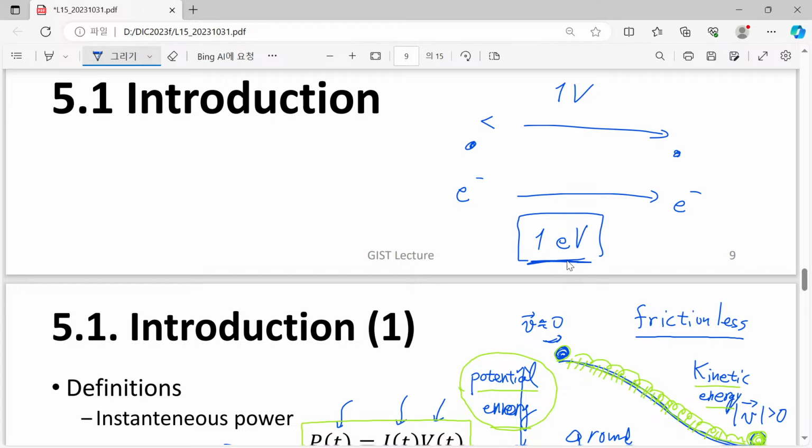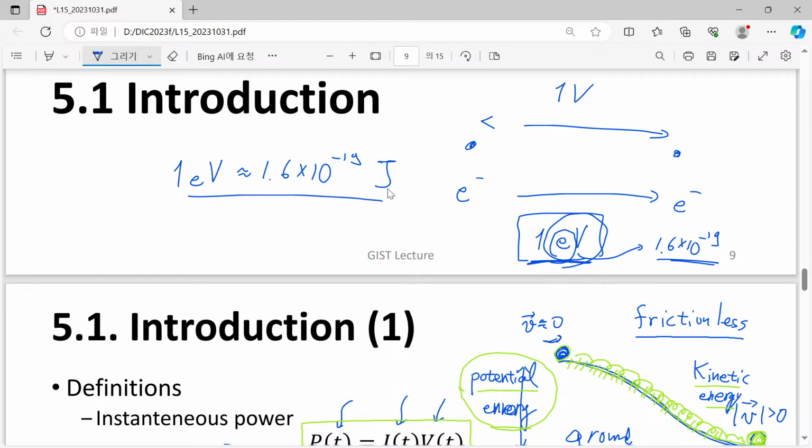So 1 electron volt is 1.6 times 10 to the minus 19 joule. So let's say that one electron is moving. Then this is related with a change of 1.6 times 10 to the minus 19 joule.